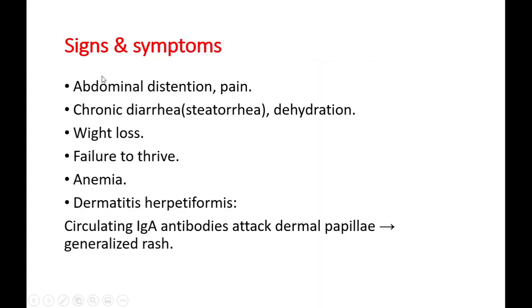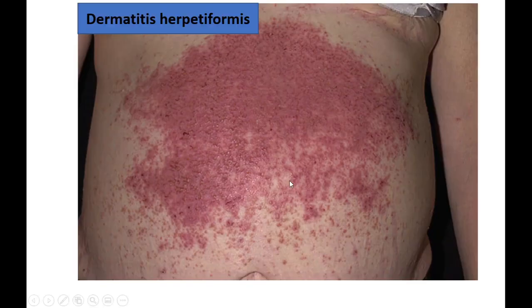So, signs and symptoms: abdominal distension, abdominal pain, chronic diarrhea, characteristically steatorrhea, fatty bulky stool, with dehydration, and symptoms of long-standing nutrient loss: weight loss, failure to thrive, that is, failure of growth and failure to gain weight, and anemia, whether iron deficiency anemia or B12 deficiency, that is pernicious anemia. Dermatitis herpetiformis is related to circulating IgA antibodies attacking the dermal papillae of the skin, resulting in this generalized rash.